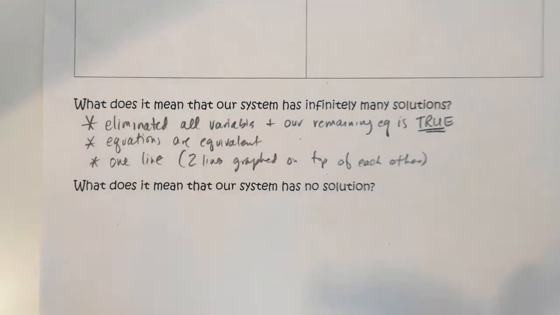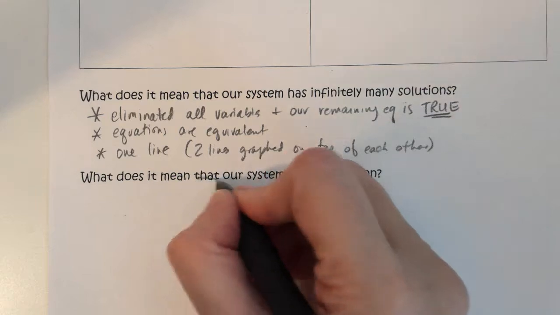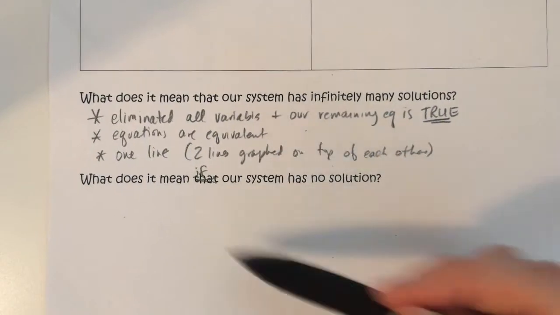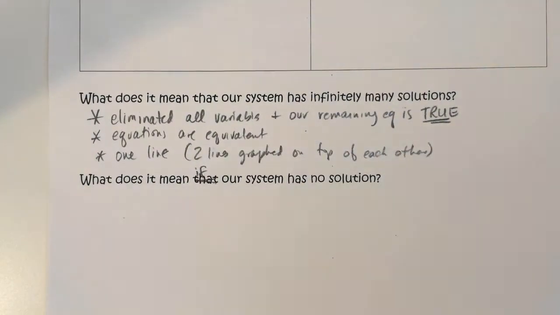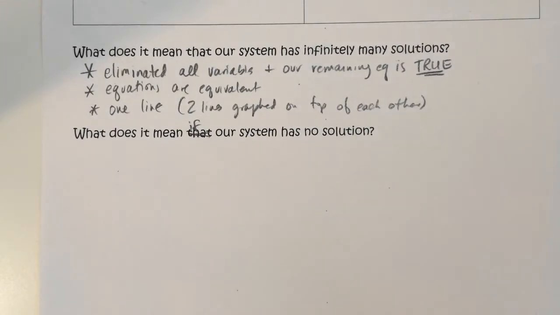Okay. Now I want you to really quickly write down what you think it means, let's say, if our system has no solutions. So you should be able to think about this. Write down what you think it is, and then we'll talk about it.